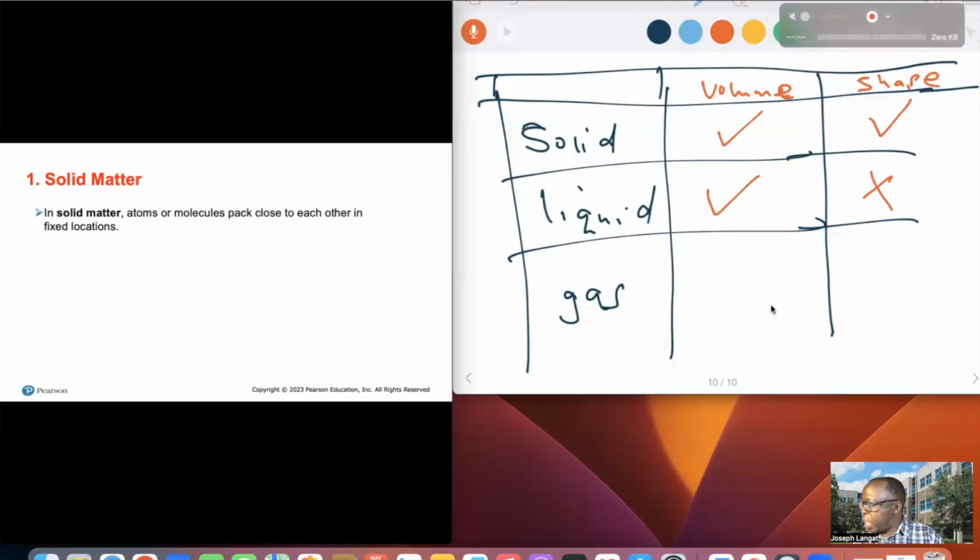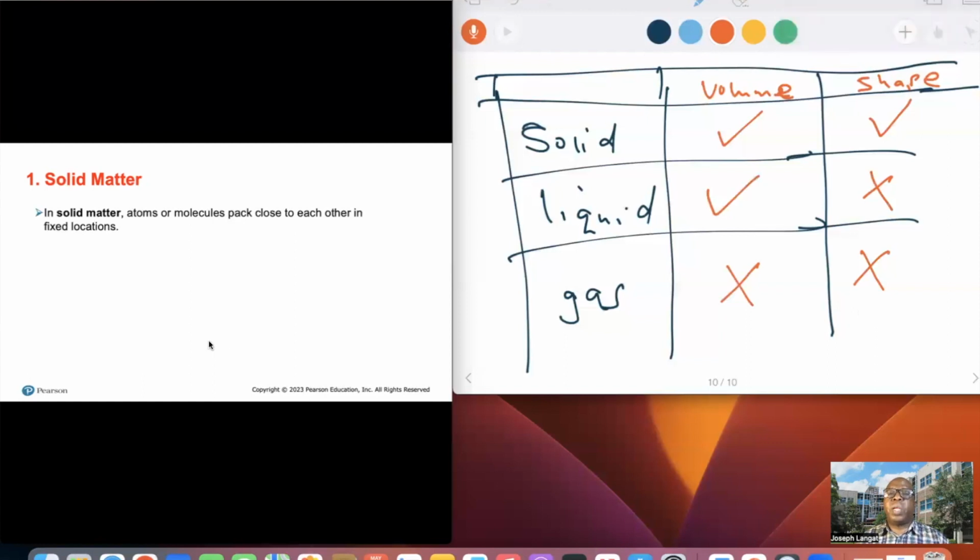And here, gases, they don't have their own shape, they don't have their own volume. They occupy the volume of a container. If we have a large container, they spread out. They don't have their own shape as well. They assume the shape of the container. What I have on my whiteboard is just a summary of the properties of solid, liquid, and gases, which you need to know. All right.